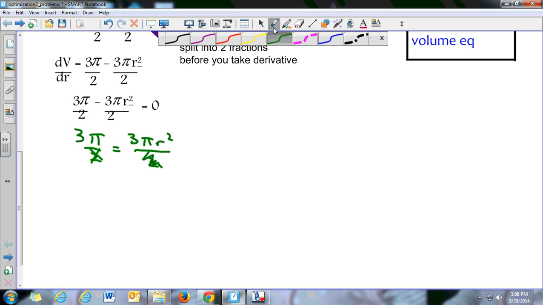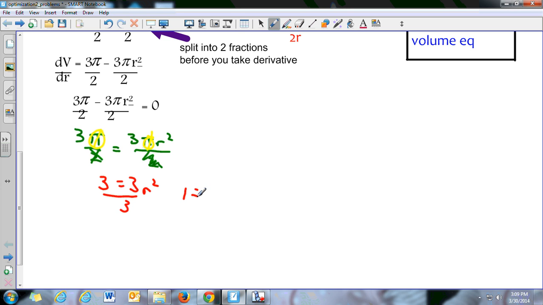Here you can see that we've got pi here, pi here. Again, those will cancel out. And so now I'm really looking at 3 equals 3r squared, divide by 3, so that 1 equals r squared. Just take the square root. You get plus or minus 1. But obviously we want a positive radius, so we're there.